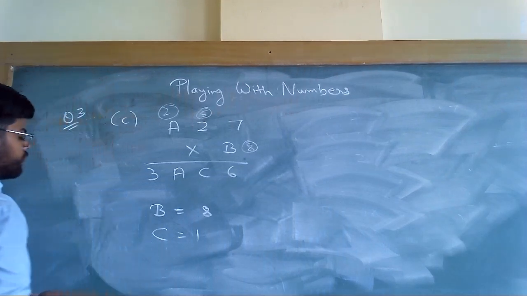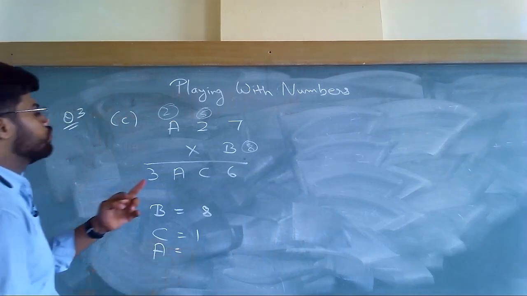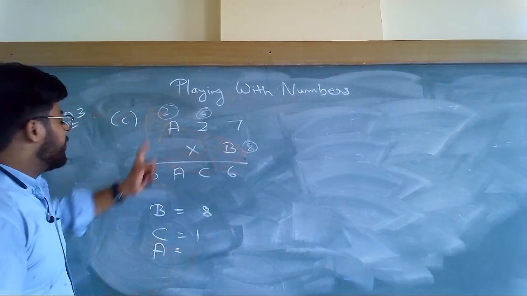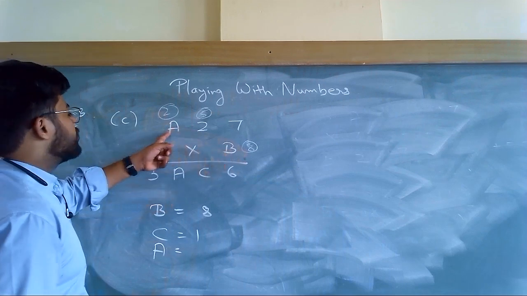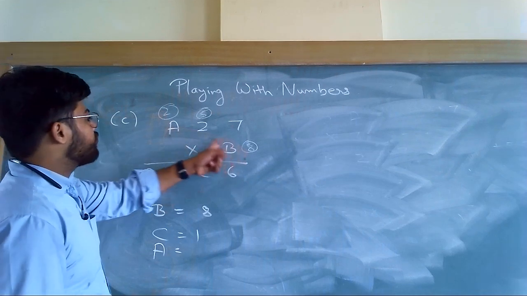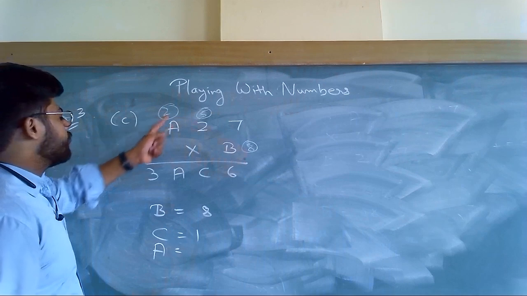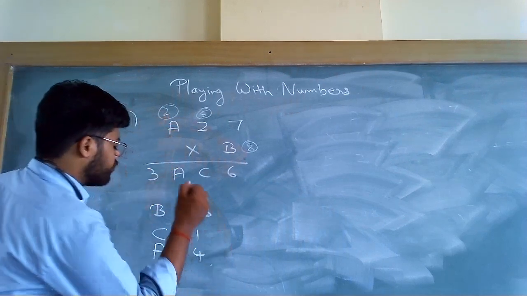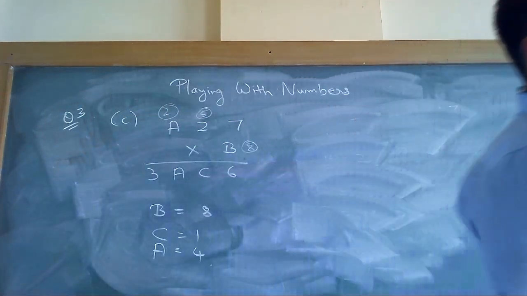If I put A value, suppose 2, 8 twos are 16, 16 plus 2 is 18. 18 is not satisfied because 3 is there. If I put 3, 8 threes are 24, 25, 26. I want 3 here. If I put 4, 8 fours are 32, then 33, 34. Here also 4 is coming. So the value of A is 4. From this way, this is a different question and hard also.